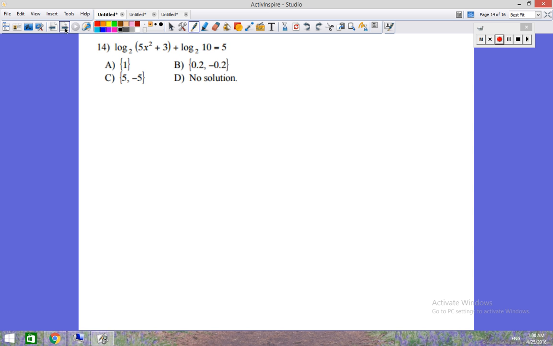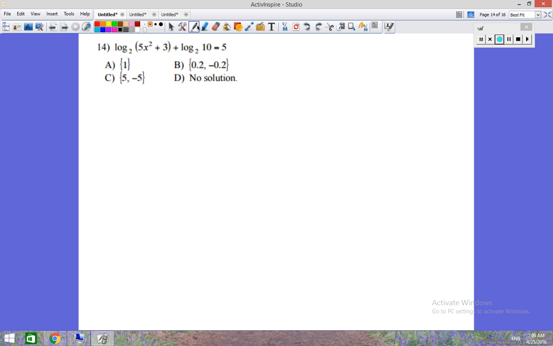Alright, we've got 14, 15, and 16 left to do. They are of the same technique. We have a log plus a log equals a number. We have a log minus a log equals a number. Log minus a log equals a number. So in each of these last three problems, on the left-hand side, we want to condense it and write it as a single logarithm.